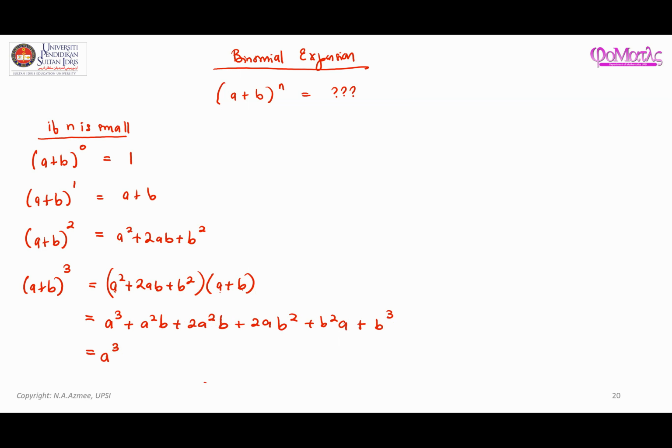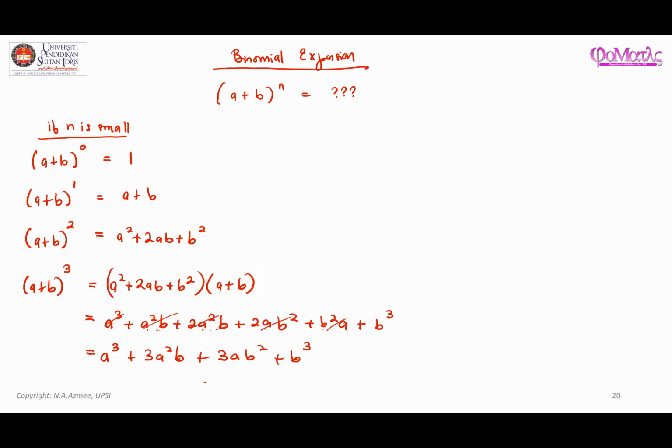It's going to be a to the power of 3, a squared b, a squared b, so that becomes 3a squared b. Then ab squared, b squared a, so 3ab squared, the same thing. Finally, b to the power of 3, or b cubed. So that's the result for a plus b to the power of 3.